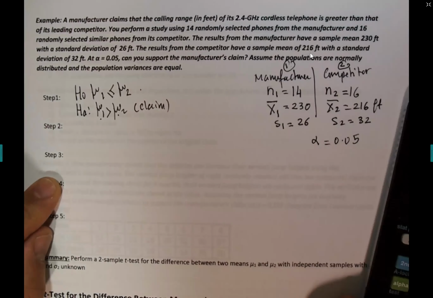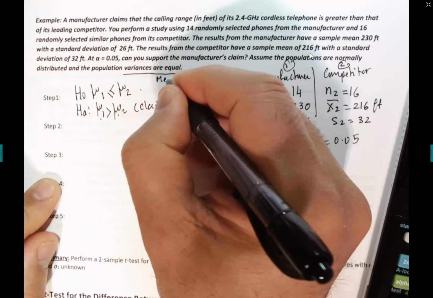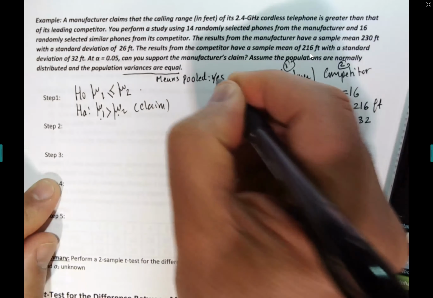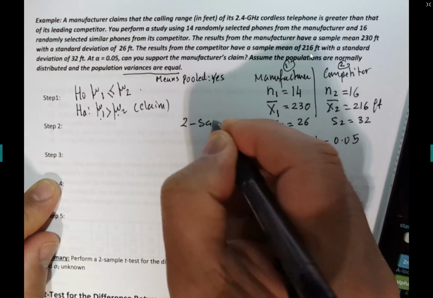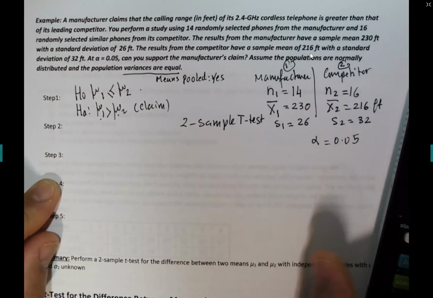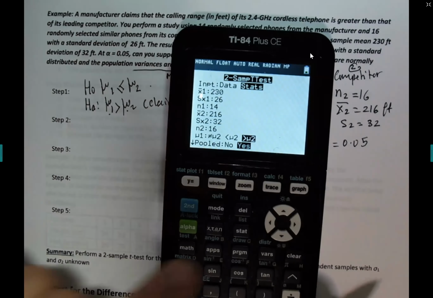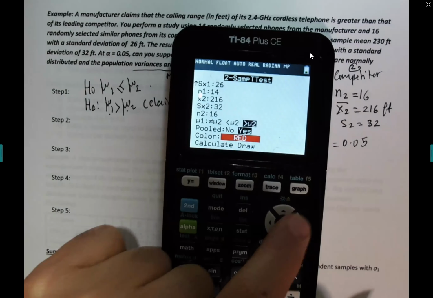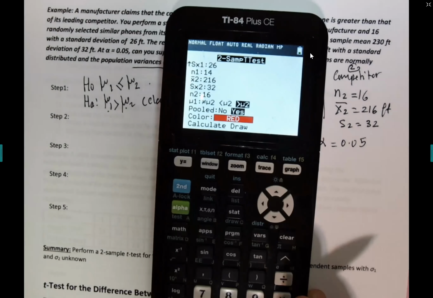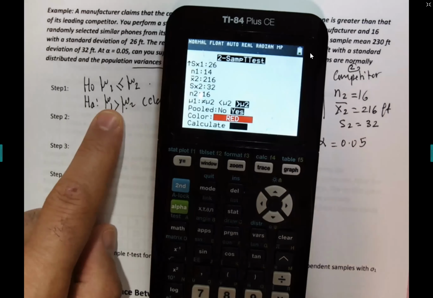Let me just write it down. Means pooled, yes. And this is a 2-sample t-test. All right, and we're almost done. Let me do a draw here. If there is a p-value, guys, well, there is always a p-value. It's going to be on the right because it's a right tail test.